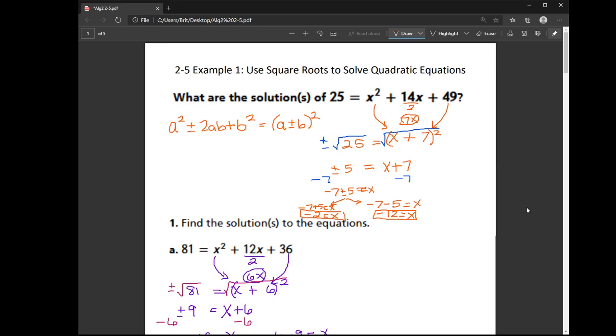So there you have it. That is how we find the solutions to equations that have perfect square trinomials in them.